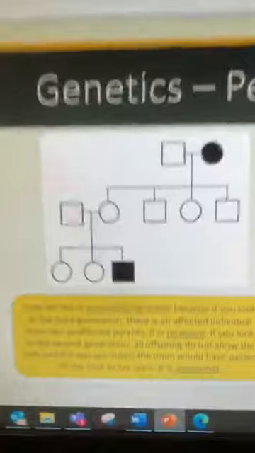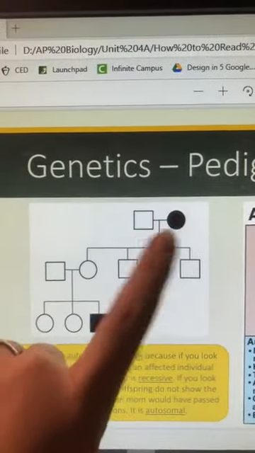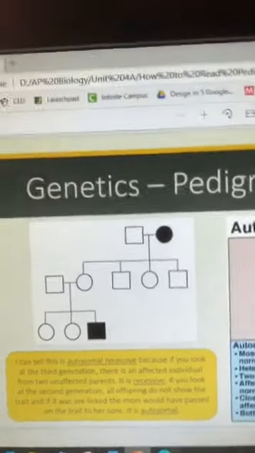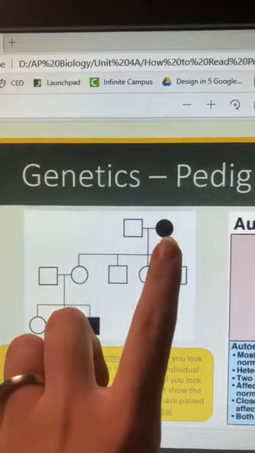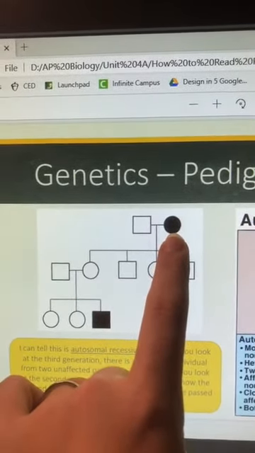Just so we're clear, on a pedigree, if you see a square, the square is a male, and a circle is a female, and again, that would be the biological gender for them. If it's shaded, it means that they're affected. They have whatever trait we're tracking or looking at.